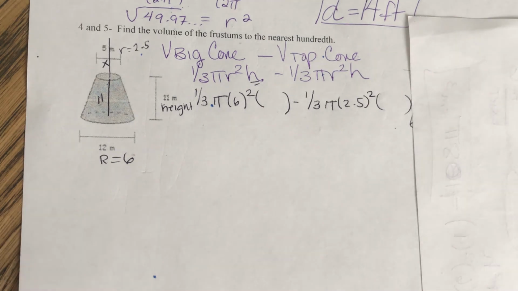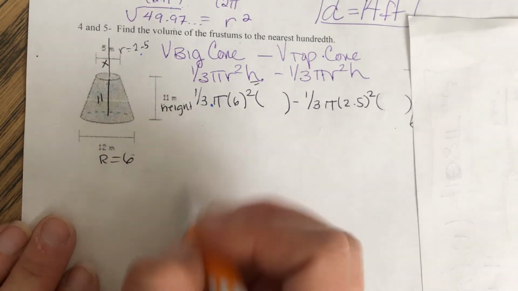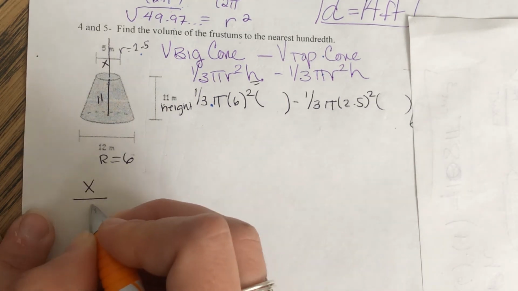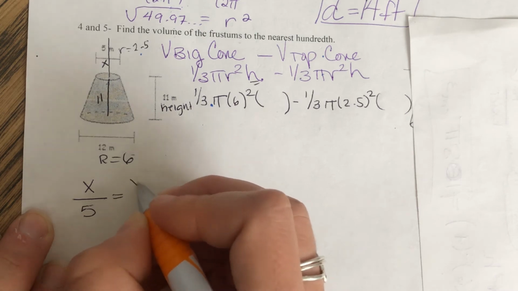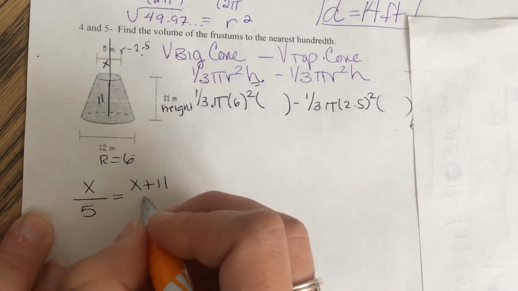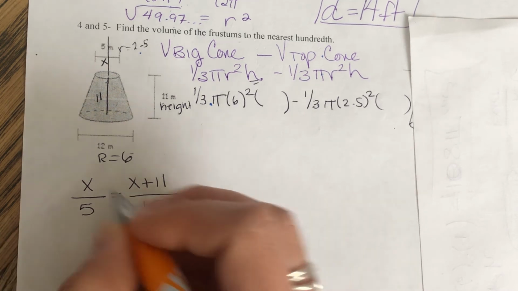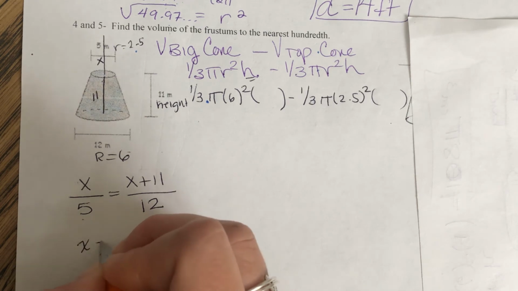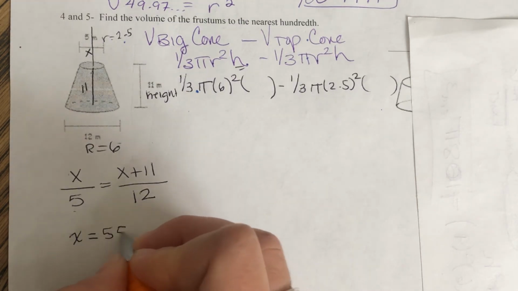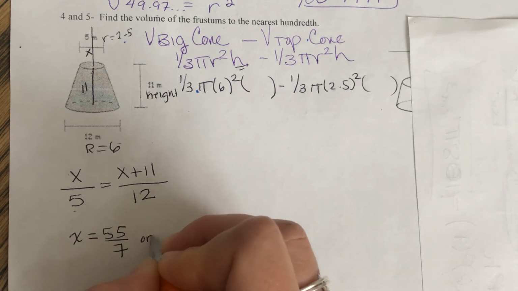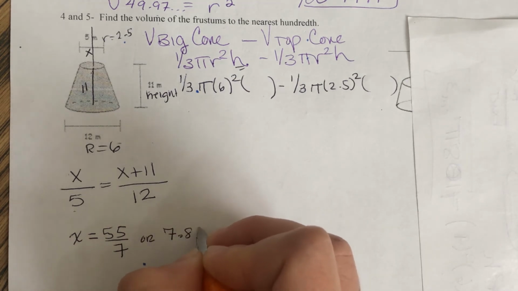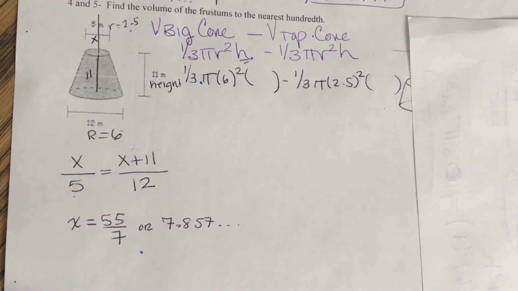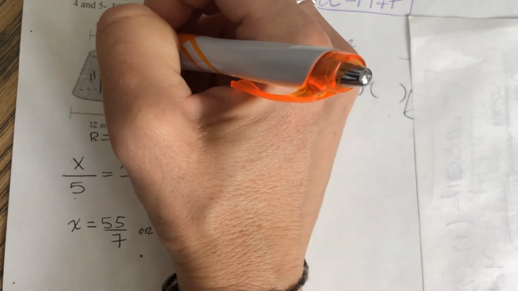Okay, again, I don't need to split the diameters to the radius. As long as you're in the same comparison, you're fine. So x is the height of the top over the diameter of the top equals x plus 11, the height of the whole cone, over the whole diameter of 12. If you want to put the radius, you guys can cross multiply, and you end up getting about 55 over 7, or you guys can say 7.857. I don't care what you guys do. It's just easier for me to write that. All right, that is the top.